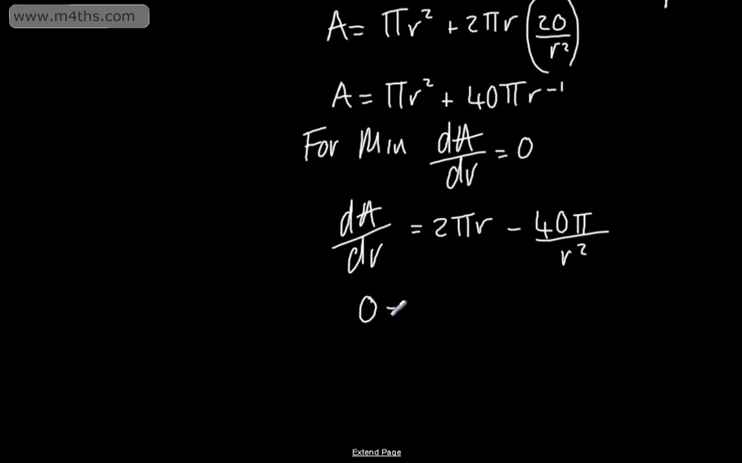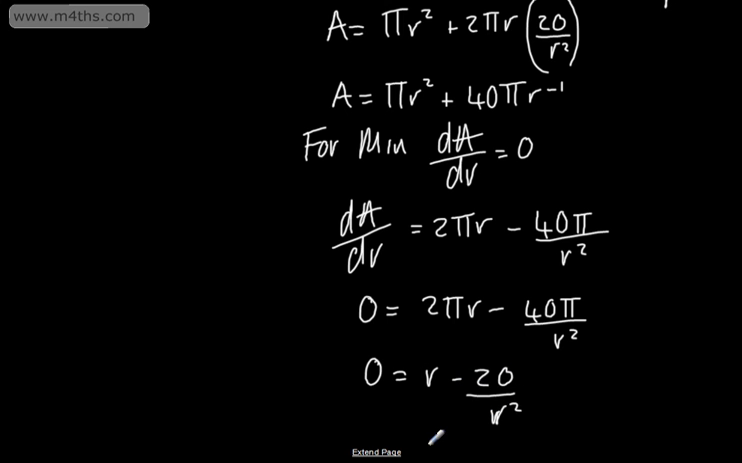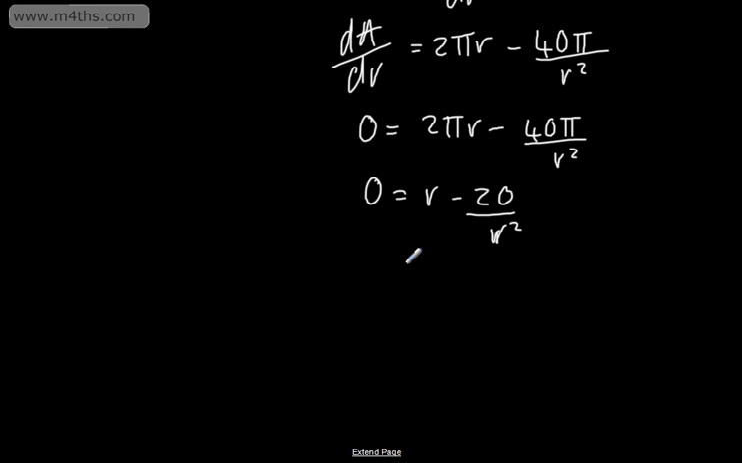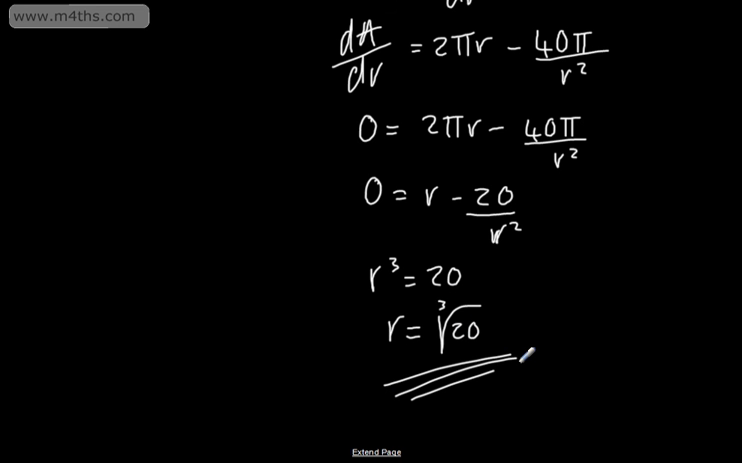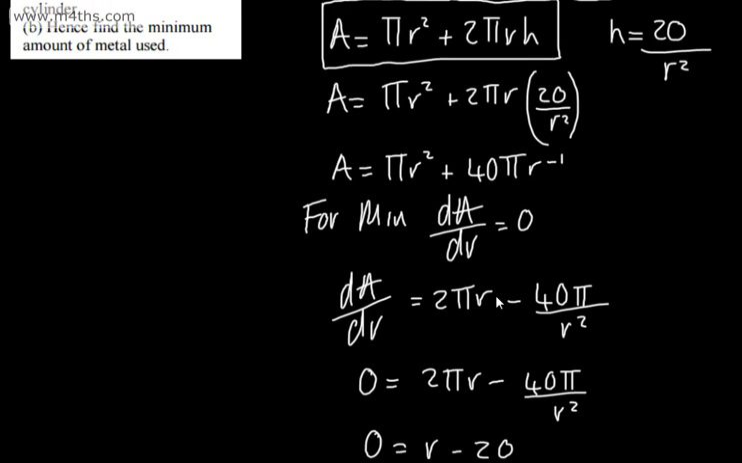I'm going to set this equal to 0 and divide this. I'll do it in two steps. I'm just going to set it to 0, then divide both sides of the equation at this stage by 2π. That's going to give me 0 is equal to r minus 20 over r squared. All I'm going to do at this stage is multiply through by r squared, and that is going to give us that r cubed is equal to 20. So r is going to be the cube root of 20. That now is the value of r that is going to minimize this problem.